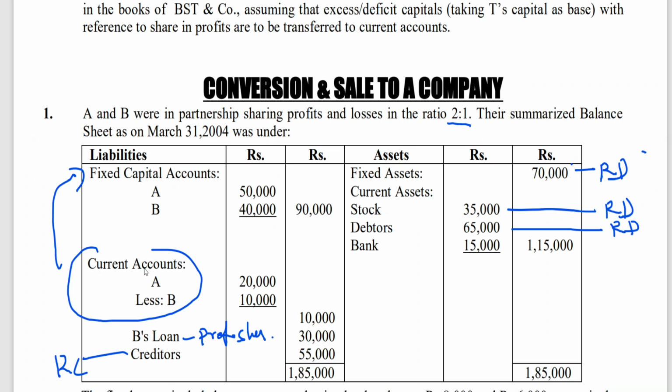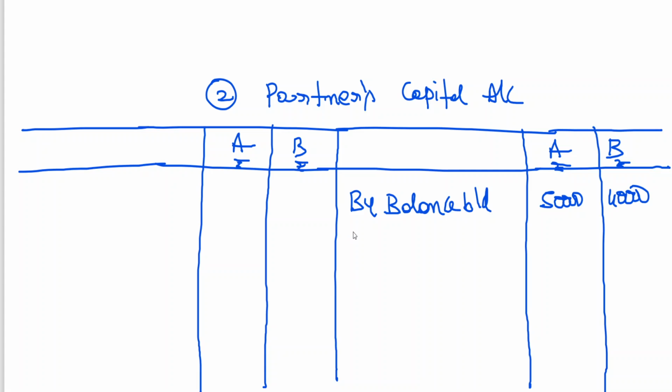Then next, A's current account is also closed by transferring to capital account. See, current account appearing on the liability side will be taken to credit side of partner's capital account. We are transferring. The entry is A's current account debit to A's capital, in A's capital by A's current account.